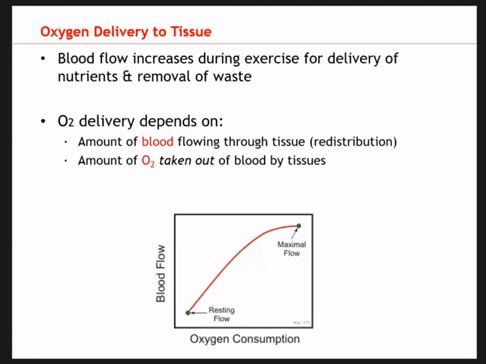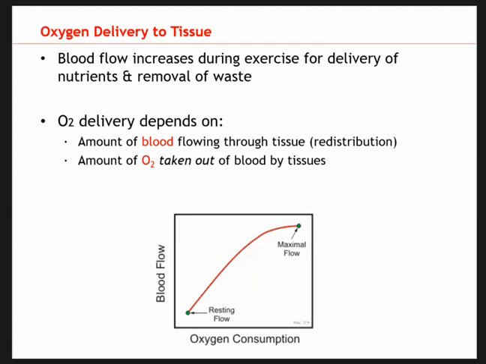So what does oxygen delivery depend on? The amount of blood flowing through a tissue. So at rest, blood flow and oxygen removal remain relatively constant. So we don't need extra oxygen delivery to our muscles at rest. So the amount of blood flowing to a tissue and oxygen being delivered, if we're at rest, that's not going to change much. But as we start exercising, we have increased blood flow. This is called redistribution of blood, and we'll discuss that, I think, in the next video.